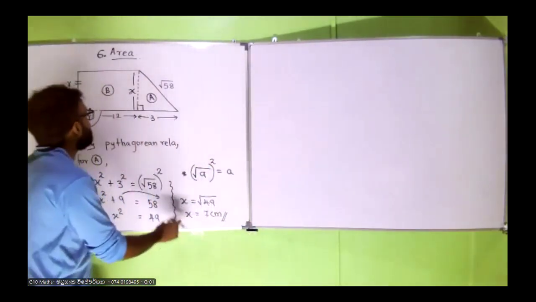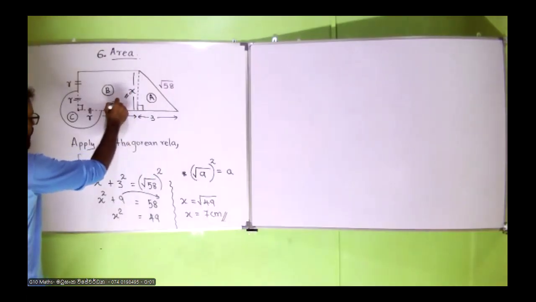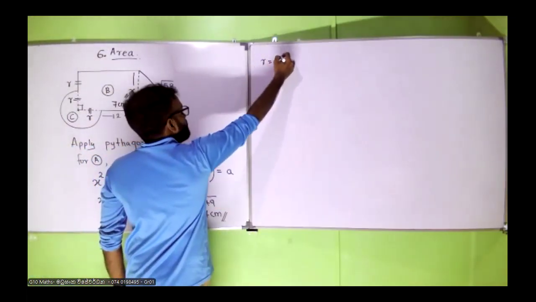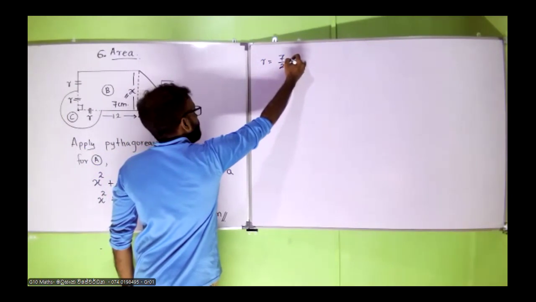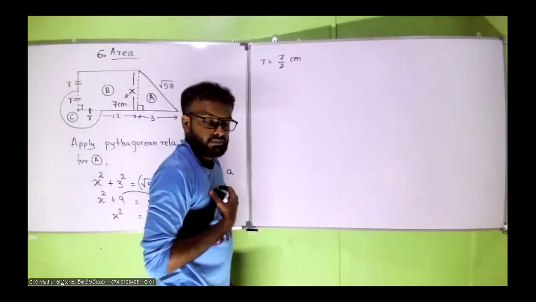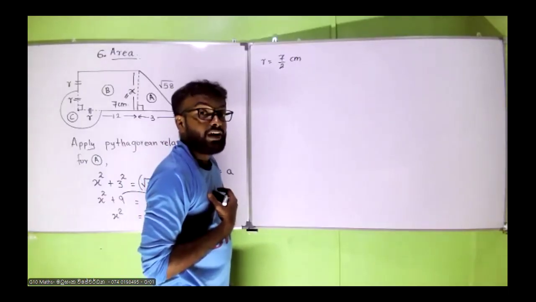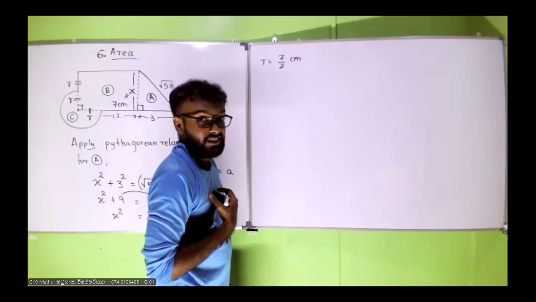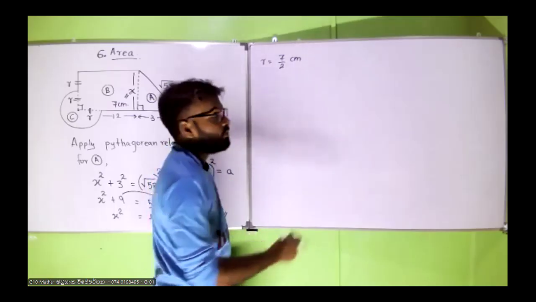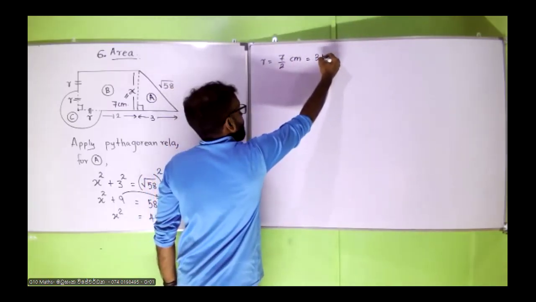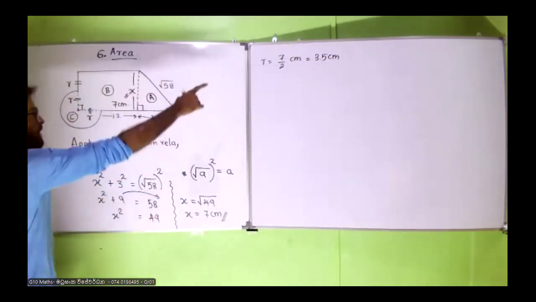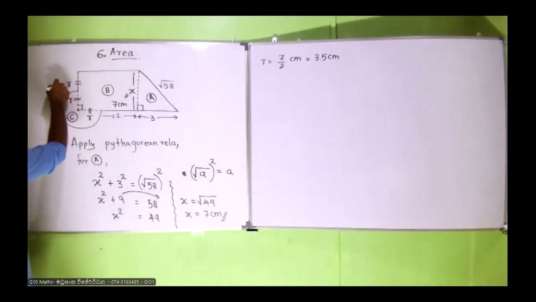So x equals 7 centimeters. We know that, so I can find r. R equals 7 divided by 2 centimeters. I am not going to put 3.5 here, because I am dealing with pi, and pi equals 22 upon 7. It would be an advantage if I keep it like 7 upon 2. Or if you want, you can keep 3.5 centimeters, but I am going to apply this substitution. So that is done.